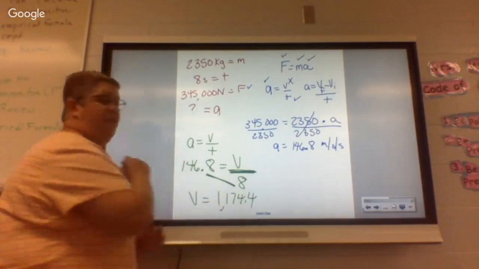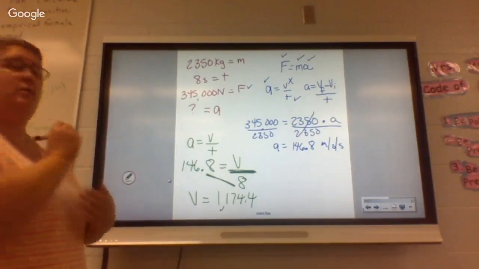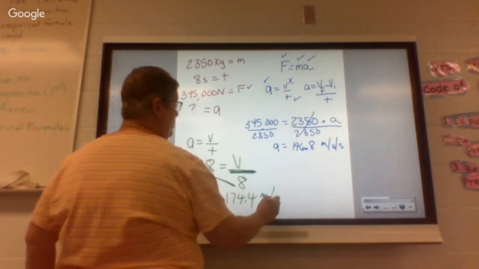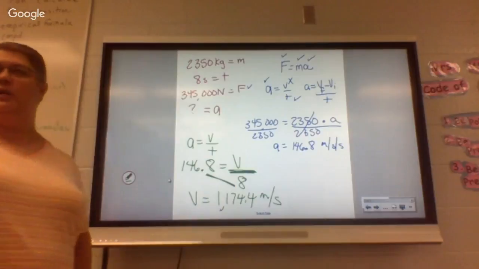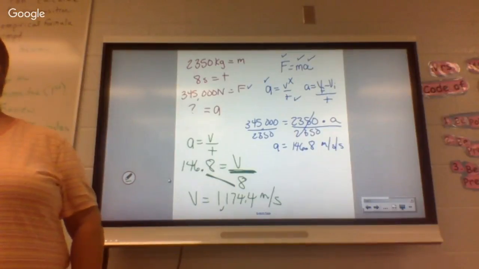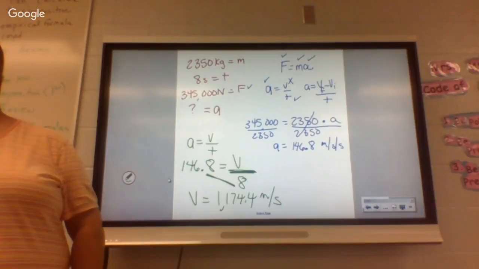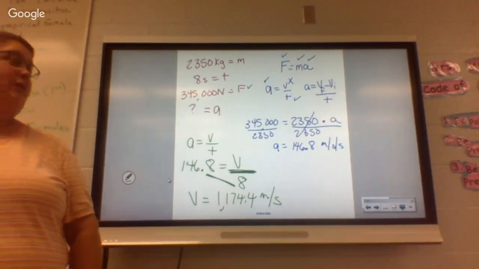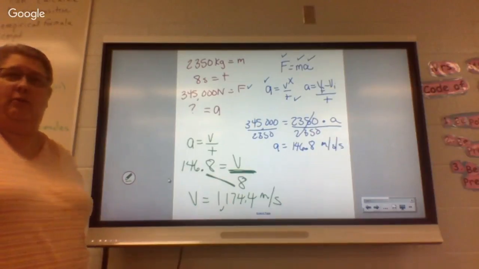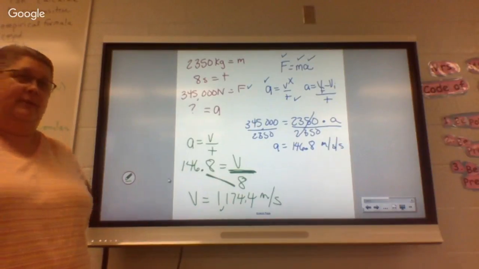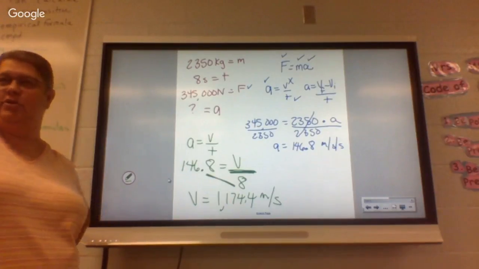And what unit goes on a velocity? Meters per second. Questions? Okay. Questions about how to do that tomorrow on the test? Because remember, when I'm grading your test, I should see math problems worked out on the test. I shouldn't just see a bunch of circles.